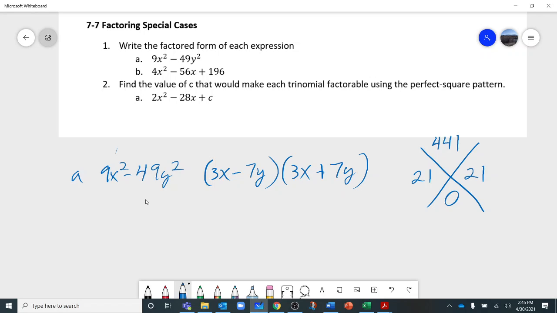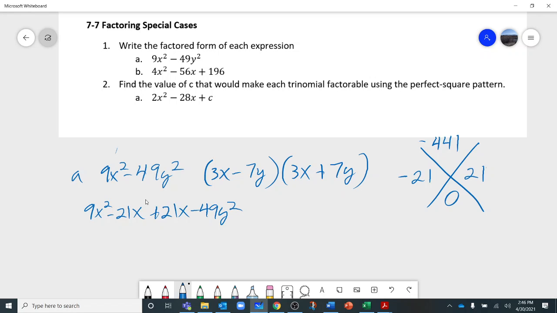All right, that should be a negative 441, because it's a negative 49 times positive 9, so negative 441. So one of these is negative and one is positive. Negative 21 plus 21 is 0, and negative 21 times 21 is negative 441. And so we could write this as 9x squared minus 21x plus 21x minus 49y squared.